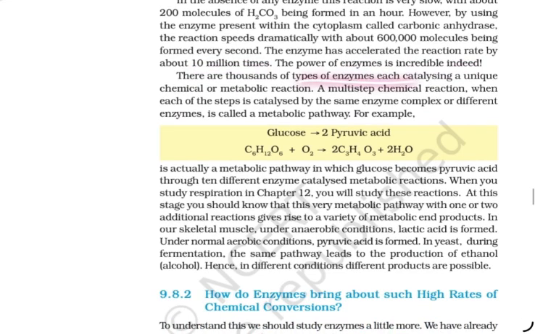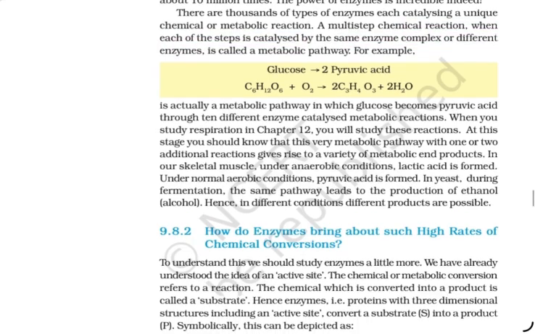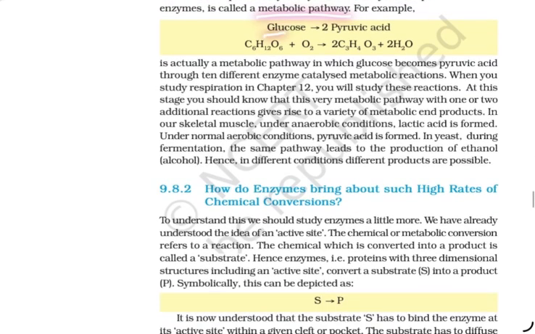Thousands of types of enzymes each catalyze a unique chemical or metabolic reaction. A multi-step chemical reaction, where each step is catalyzed by the same enzyme complex or a different enzyme, is called a metabolic pathway. For example, glucose to 2 pyruvic acid: C6H12O6 plus O2 gives 2 C3H4O3 plus 2H2O. It's actually a metabolic pathway in which glucose becomes pyruvic acid through 10 different enzyme-catalyzed metabolic reactions. When you study respiration in class 12, you will study this reaction.